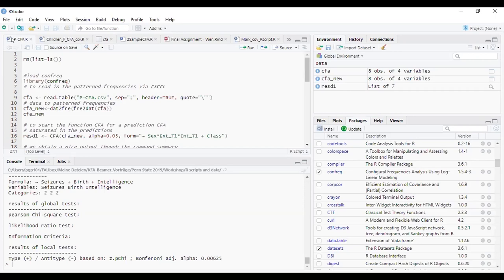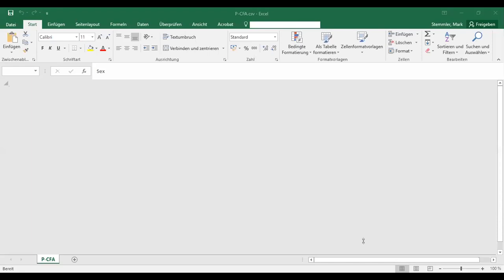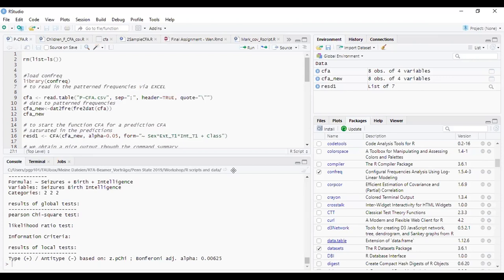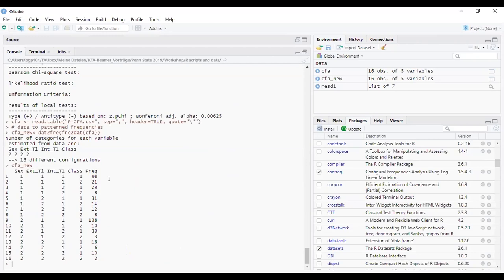So we have CFA. Here, line 9, we read in the data. And I switch one more time to show you the data. Okay, so it's always the standard. You punch the data into an Excel sheet using the comma separated value format and you save it in this format. Then it can be easily read in by read.table, which is basically a text file.